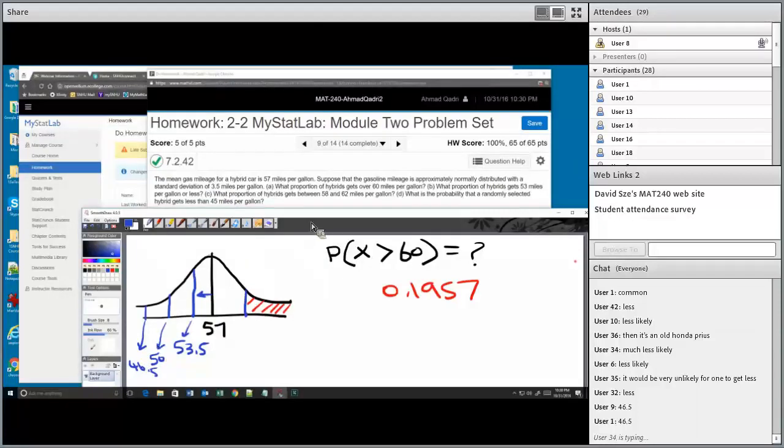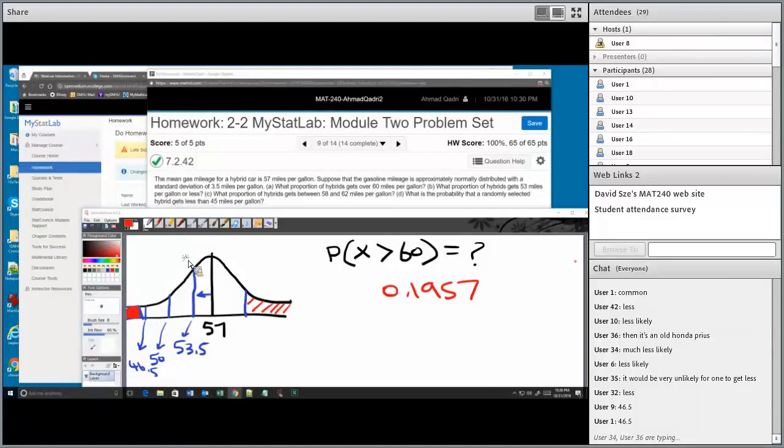We're talking about 45. That's even further down from 3 standard deviations. It's way down here, maybe somewhere like here. And we want less than 45, so that's this area. So that would be very unlikely. See that? It's way at the tail of this distribution.